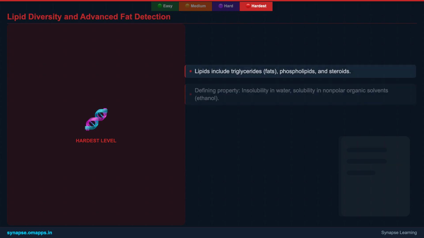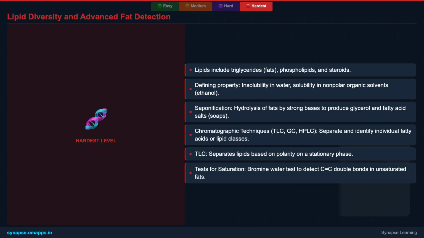Lipids are a diverse group, and the emulsion test primarily detects triglycerides. However, understanding lipid diversity, including phospholipids and steroids, helps us appreciate their varied roles. The insolubility of lipids in water is their defining characteristic, making the emulsion test effective. For more detailed analysis in food science or biochemistry, advanced techniques are employed.